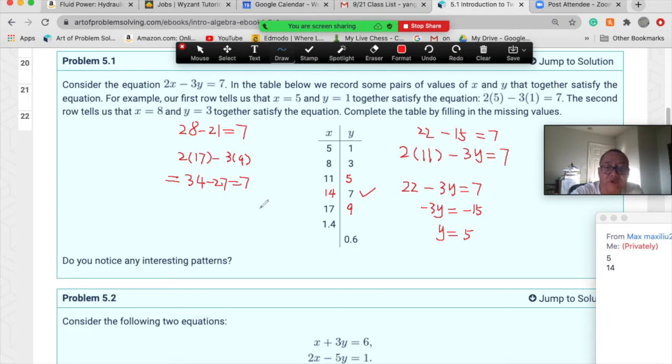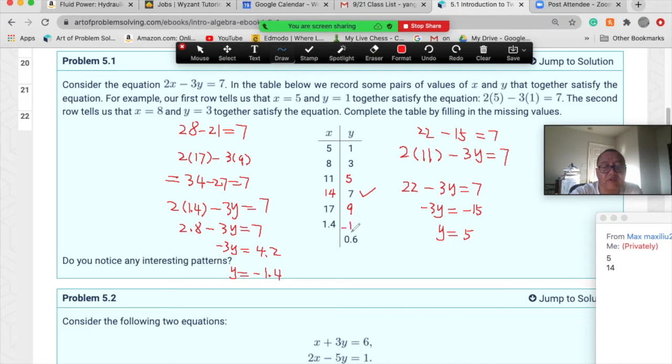So this one, we don't have some pattern to find, so you just plug in 1.4 to replace x, then minus 3 times y, then this one equals 7. So here we got 2.8 minus 3y equals 7. So then negative 3y, both sides minus 2.8, so we get a negative 4.2, right? So then both sides divided by negative 3, we get negative 1.4, right?